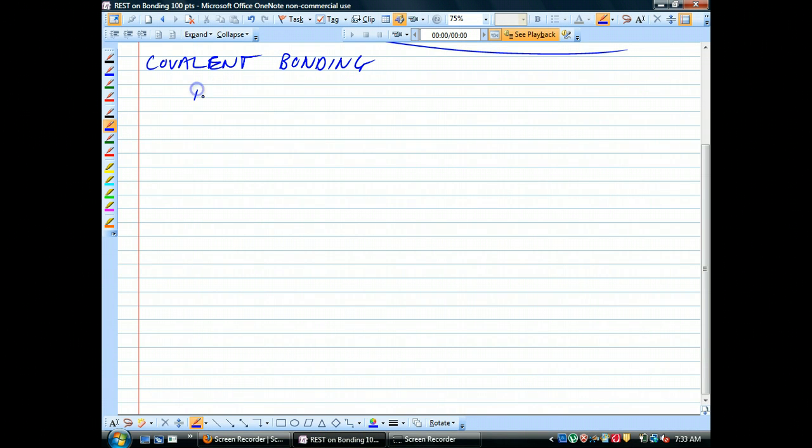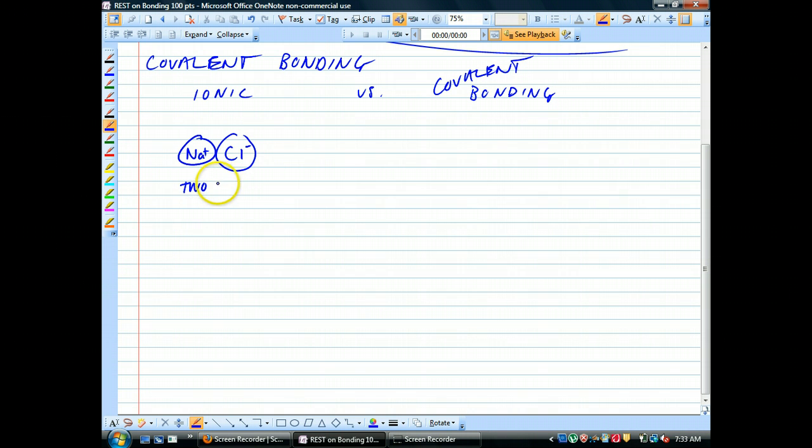Okay, covalent bonding. We already looked at ionic, and I just want to real briefly talk about the conceptual difference between ionic and covalent bonding. Ionic versus covalent bonding. In ionic bonding, we're looking at something like this, a model. The conceptual model is that we've got two ions sticking together. That's an ionic bond.